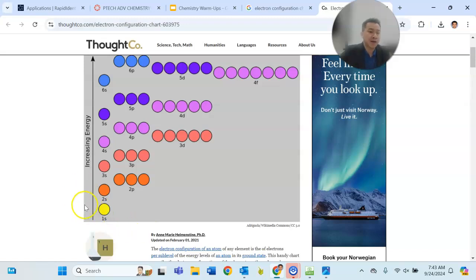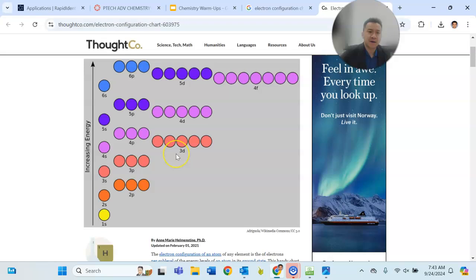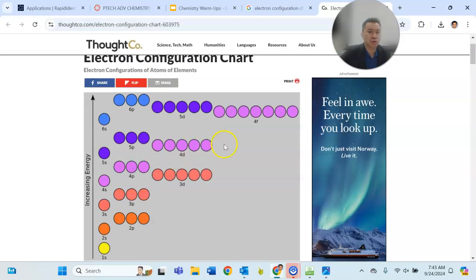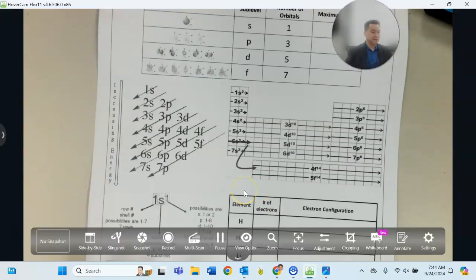So 1s, 2s, 2p, go up the ladder, 3s, 3p, 4s, 3d, 4p, 5s, 4d, 5p, 6s, 4f, 5d, 6p, etc. Do you have that remembered already? Of course not. So let me go over how to use that. You should have this as far as your notes go.